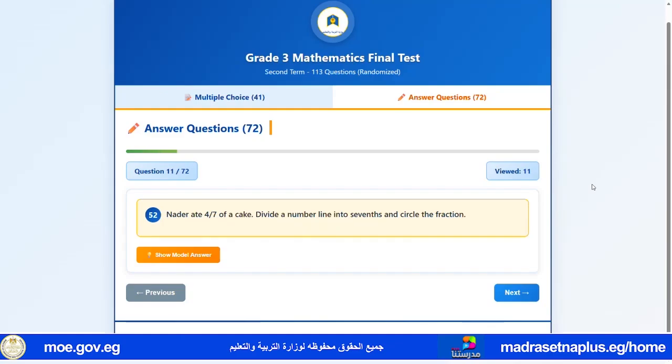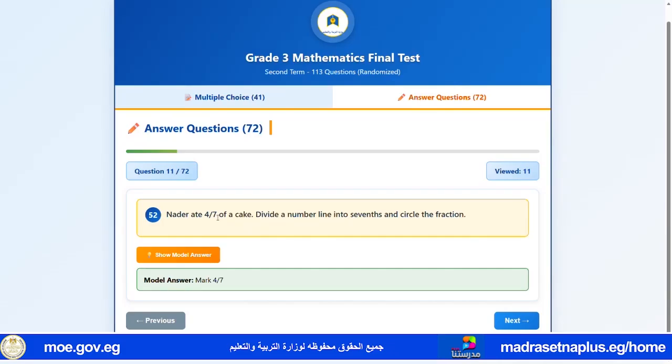Nadir ate 4/7 of a cake. Okay. Divide a number into sevenths. Okay. And circle the fraction. This is what relative to a fraction. Fraction, I can ask you some problems about fraction. What is the fraction of shaded part? Equivalent fractions. Add or subtract fractions, and so on. Okay. We can represent fractions by models. This model may be circle, may be rectangle, may be square, or even be a number line. Okay, maybe a number line.